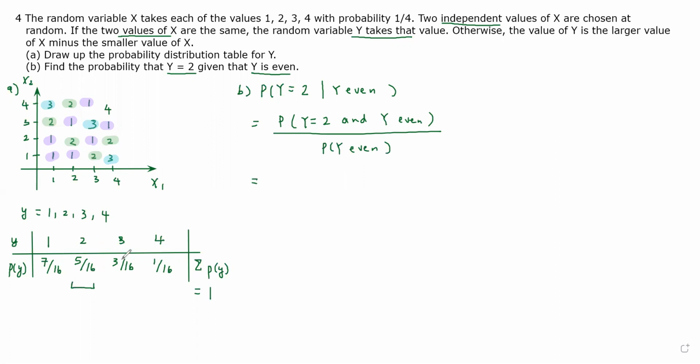Y value of 2 is 5 out of 16 here. And the probability that y is even. So for even, you have a value of 2 and a value of 4. So these two will add up to 6 out of 16. Then we divide by 6 out of 16. We have 5 out of 6.